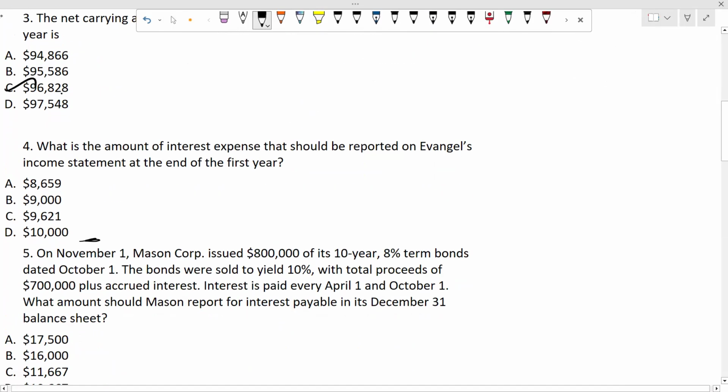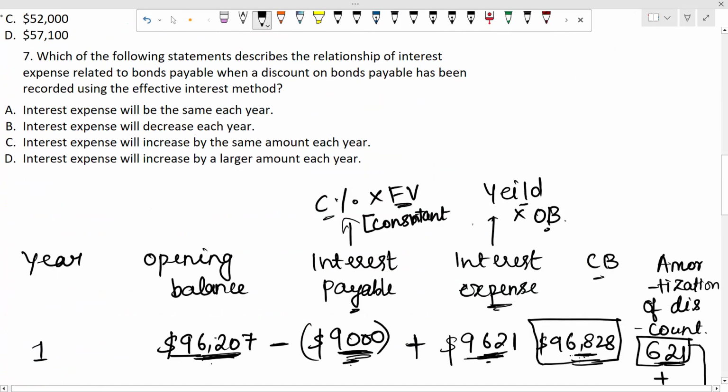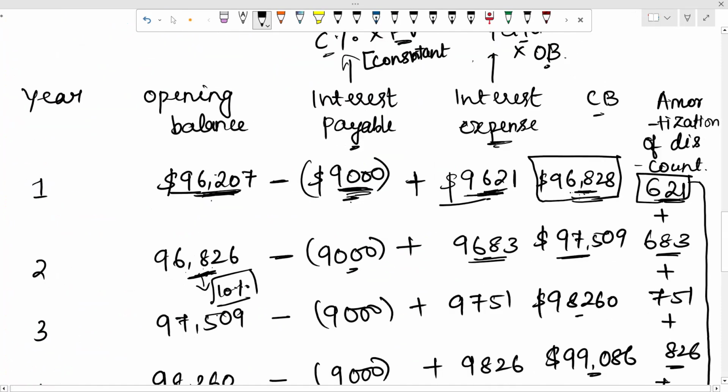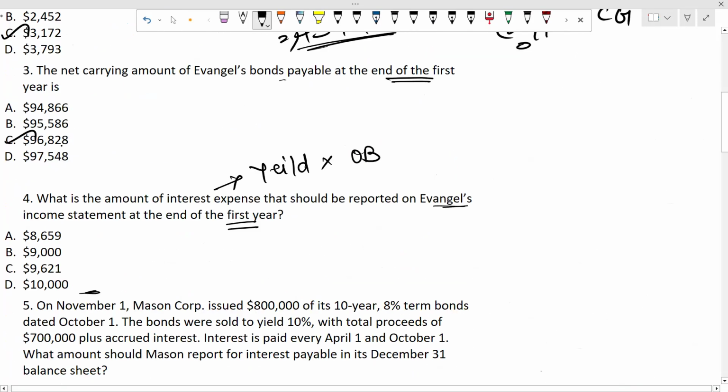Fourth question, what is the amount of interest expense? Again, interest expense is nothing but yield into opening balance. That should be reported on Avengel's income statement at the end of the first year. Quite simple. So interest expense at the end of the first year, we calculated 9621. How? It is nothing but 10% of the opening balance. So 9621, option C is the right answer.